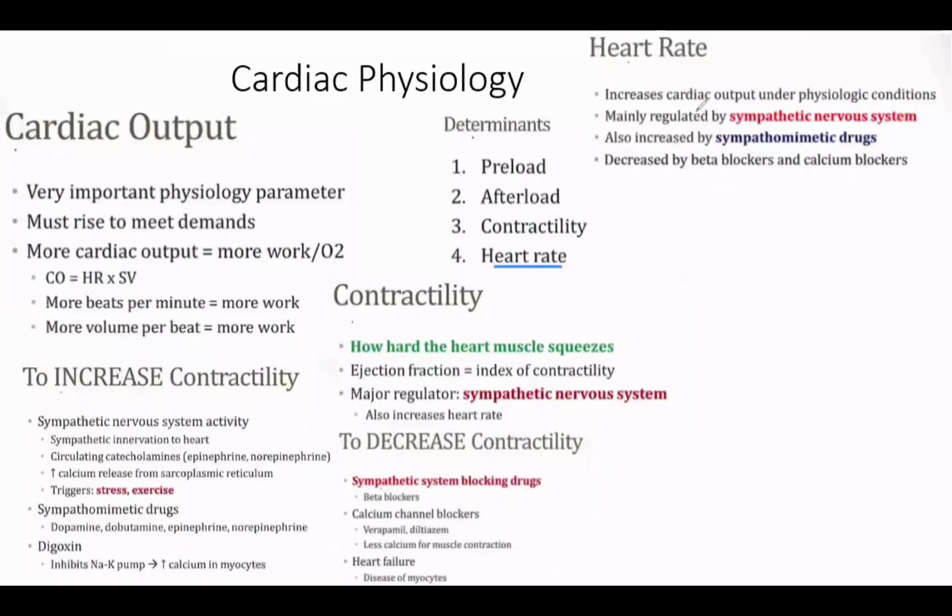The fourth determinant is the heart rate. It increases cardiac output under physiological conditions. It may be regulated by the sympathetic nervous system as well. It is also increased by the sympathomimetic drugs, and decreased by the beta blockers and the calcium channel blockers. We talked about the calcium channel blockers, verapamil and diltiazem.